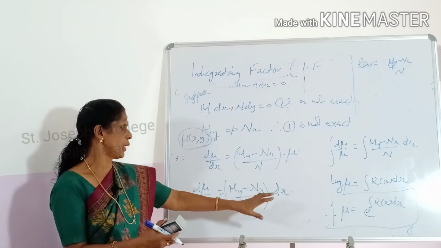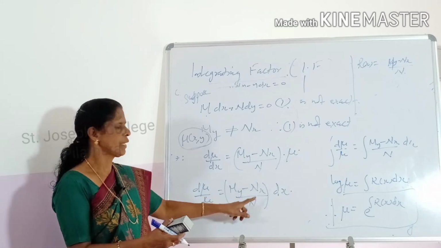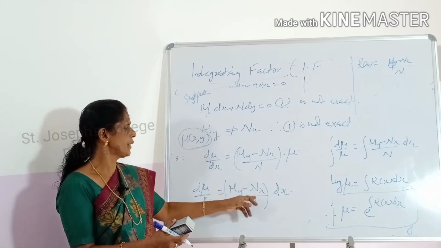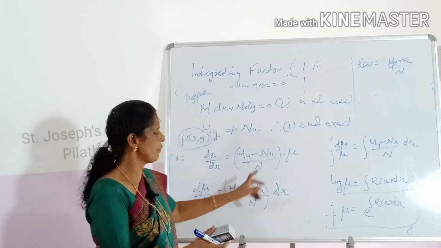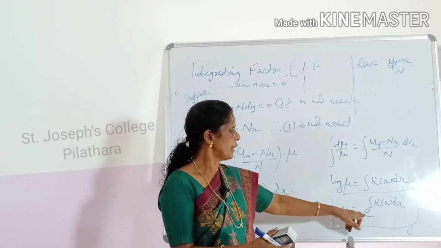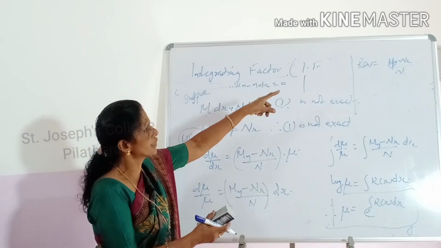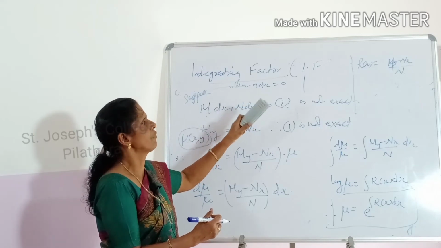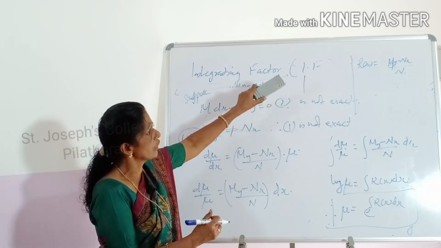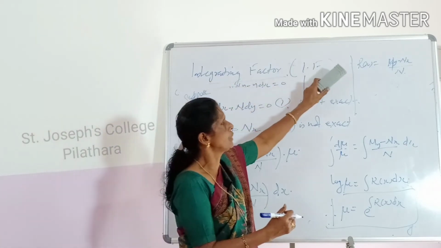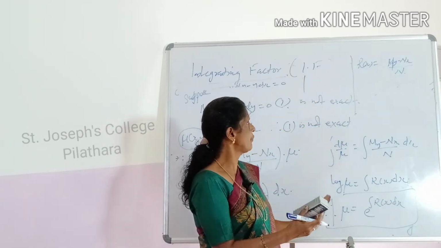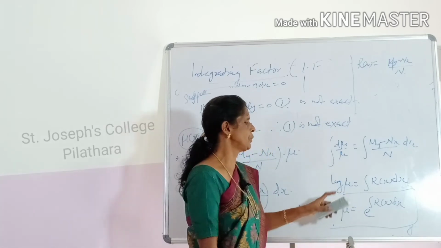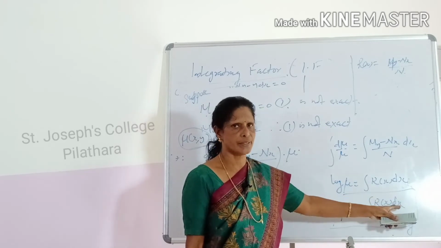This is possible only if (My minus Nx) by N is a function of x alone. There exists a theorem: if (My minus Nx) by N is a function of x alone, then the integrating factor is obtained by the formula e power integral R of x dx, where R of x equal to (My minus Nx) divided by N. If it is a function of x alone, then only we can write R of x. Then the integrating factor mu equal to e power integral R of x dx.